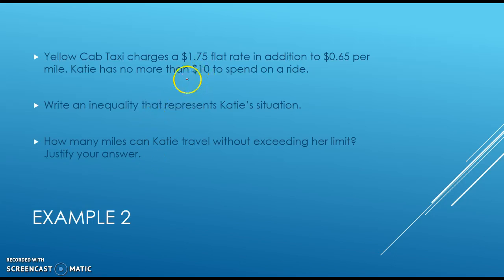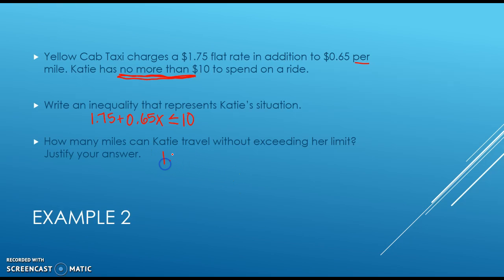All right. Again, it's an inequality because of this "no more than." Okay, so that "no more than" tells me that $10 is the maximum that she can spend. So it's got to be less than 10. All right, now a flat rate means that no matter how many miles you go, you're going to get charged $1.75. So I'm going to do $1.75 plus whatever the mileage is. Okay, so it's 65 cents per mile. That per means multiply. So I've got plus 0.65x. And remember, 10 is the maximum. So 10 has got to be the biggest, which means this has to be less than or equal to 10.